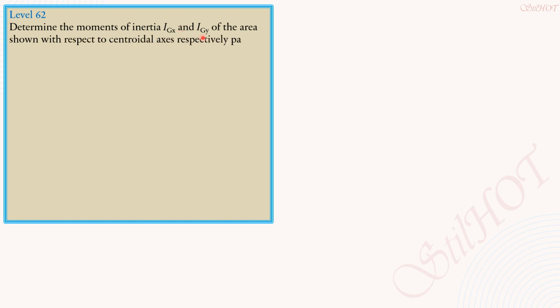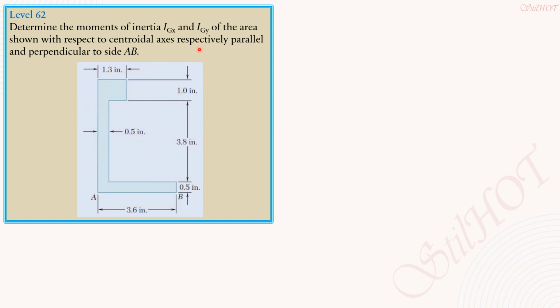Level 62. Determine the moments of inertia with respect to the centroidal axis IGX and IGY, shown with respect to centroidal axis respectively parallel and perpendicular to side AB. So we will call the centroidal moments of inertia respectively as IGX and IGY, although you can call it I barred X and I barred Y. So for our solution, let's divide the area into the manner shown.